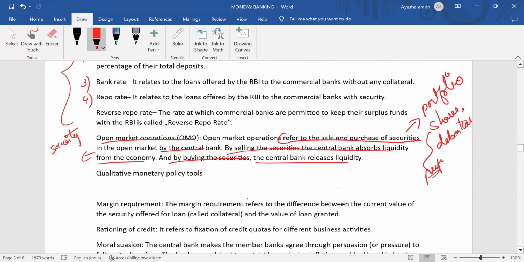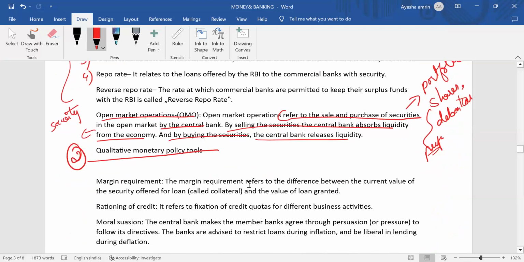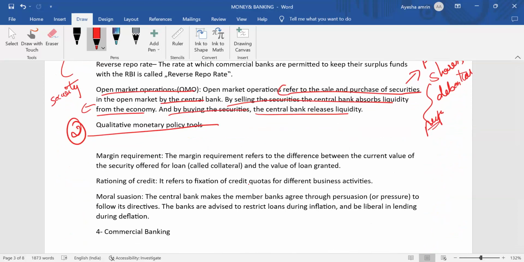Now next one is qualitative monetary policy. So there are important tools here. Now here you have margin requirements, rationing of credit and moral suasion. Okay, very important. Now what is this marginal requirement?